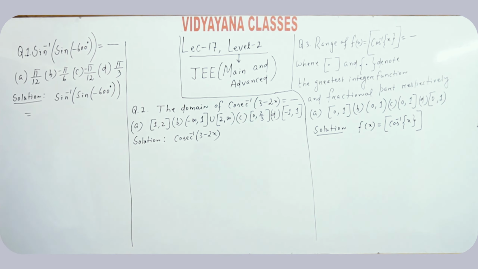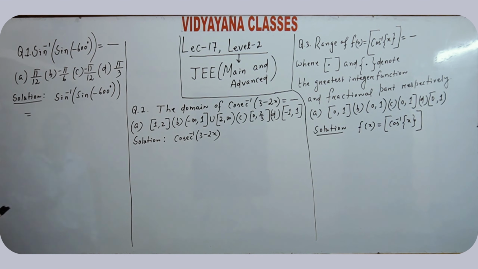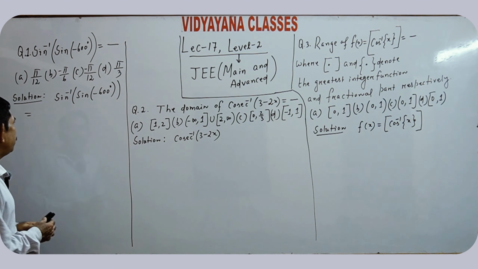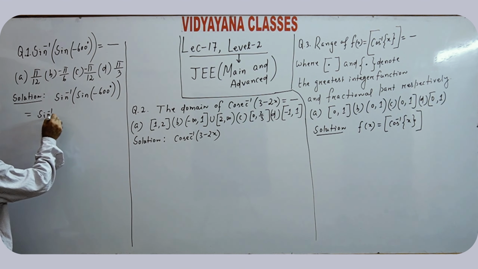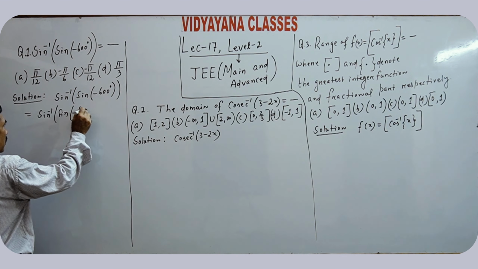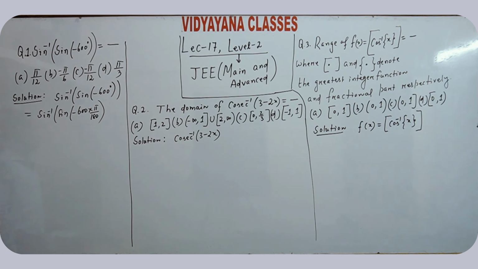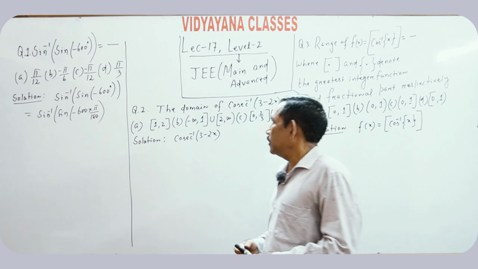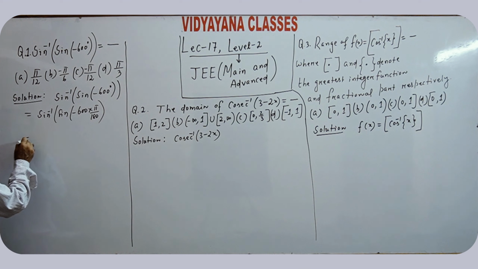Question number 1: sin inverse sin minus 600 degree is equal to dash. Sin inverse sin minus 600 degree, which is same as sin inverse sin minus 600 into pi by 180, since 1 degree is equal to pi by 180 radian, converting the degree into radian.